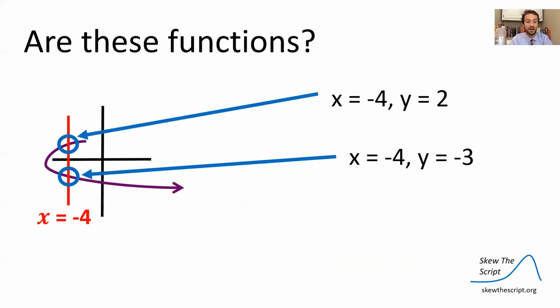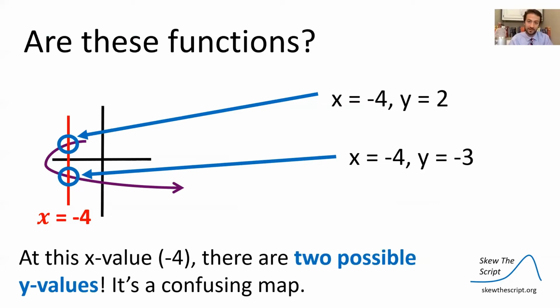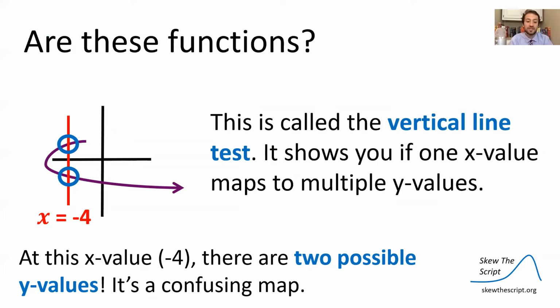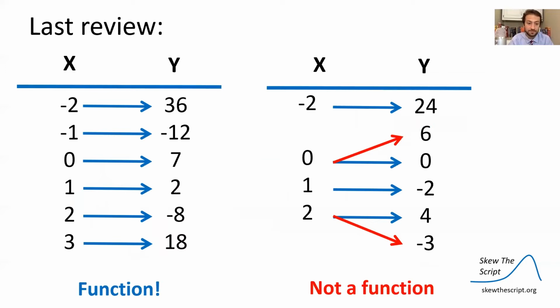Now we can see why. If we look at the 2 points of the intersections, we have where X equals -4, Y equals 2, and -3. And again, remember, at this value, X equals -4, there's 2 possible Y values. This is a confusing map. It is not a function. In general, this is called the vertical line test. Very useful to show you if one X value maps to multiple Y values, AKA something is not a function.